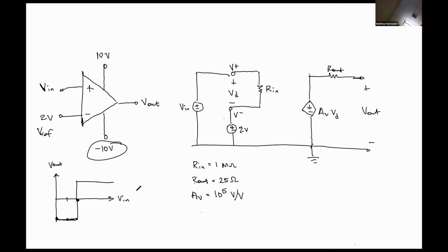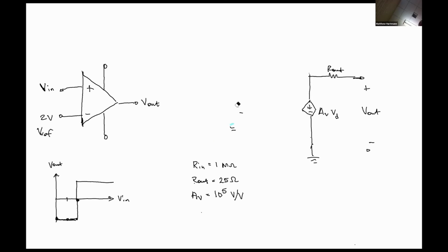So what if I wanted to design a circuit using a comparator? Erase some of this stuff. We'll keep these assumptions. Rn is 1 mega ohm, R out is 25 ohms, and our voltage gain is somewhere around 100,000 because that's typical for a practical op amp. And our design constraints are as follows.